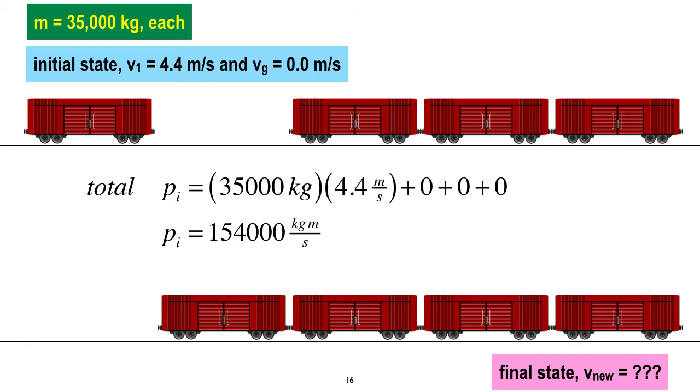But because that is true, the initial momentum and the final momentum have to be the same size. So P subscript F also has to be 154,000 kilogram meters per second. To the right.